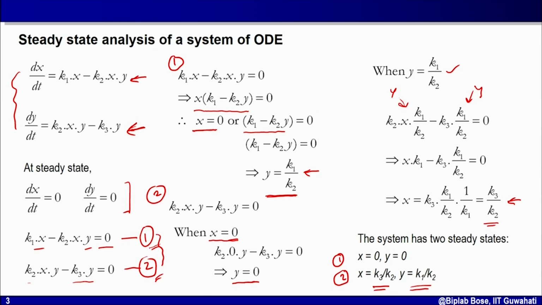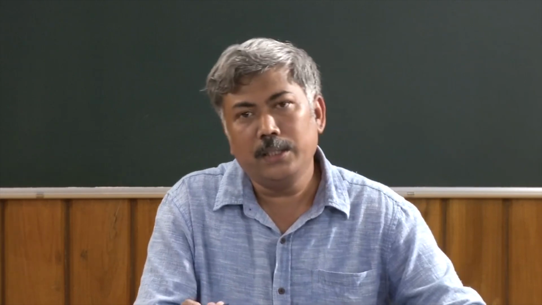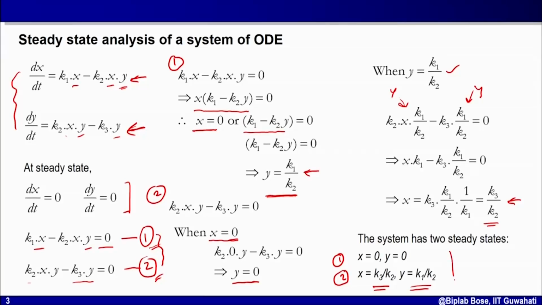You can also check it. Take the value of x and put it in the first ODE and in the second ODE. Take the value of y and put it in the first ODE and in the second ODE. You can use simple algebra and calculate and see that for this value of x and y, both dx dt and dy dt are equal to 0. So our predator-prey system has two steady states.